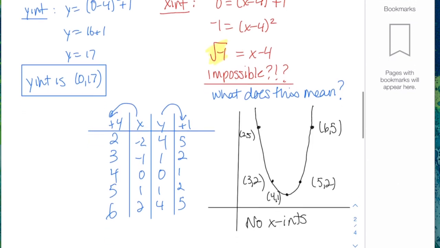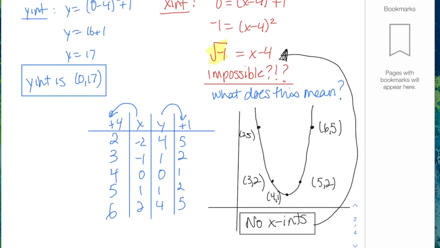Okay, so this is connected to the fact that when I went to try to solve the equation, it was impossible. So these two things are linked. The reason this equation is impossible to solve for x is because there are actually no x-intercepts.